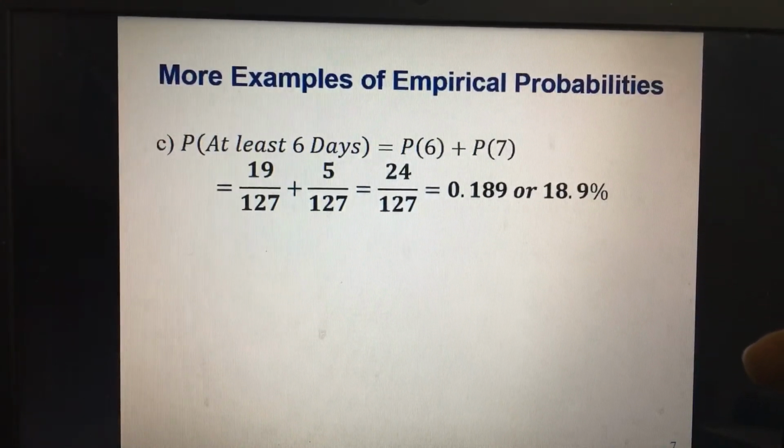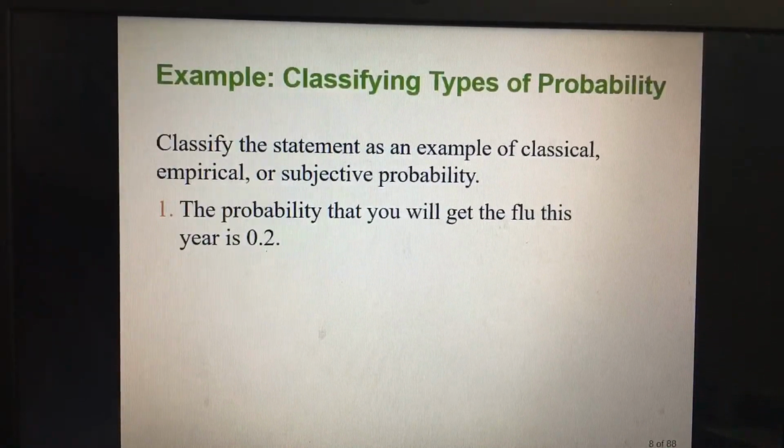Next type of probability we look at is the one that we called the subjective probability. Okay.